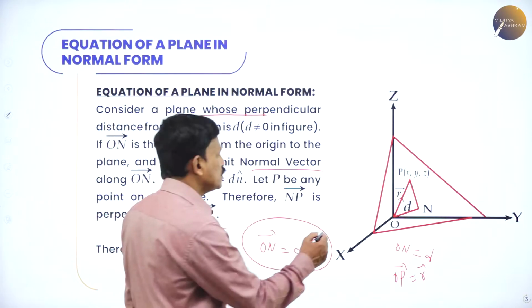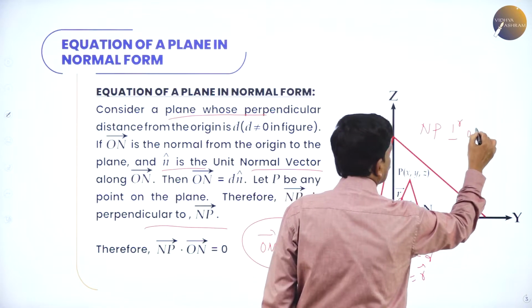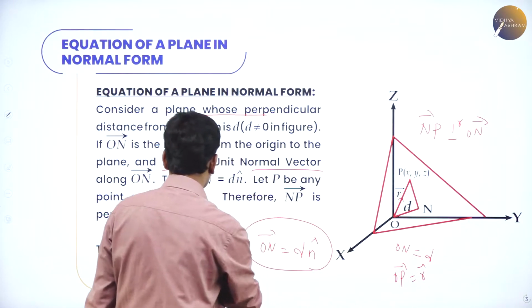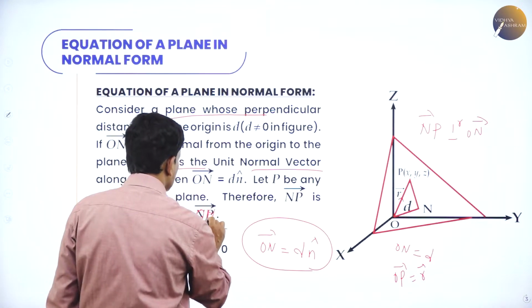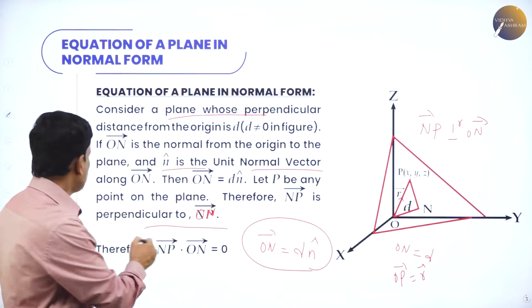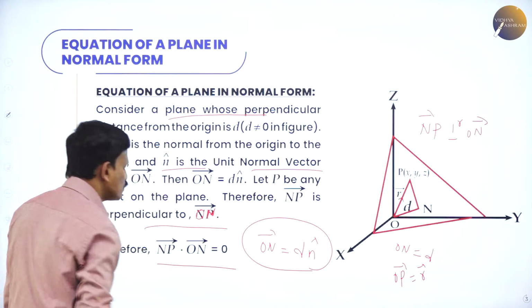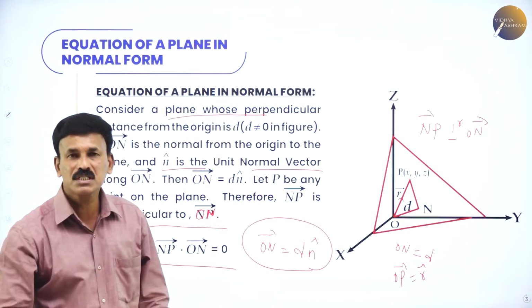Now since the line NP is perpendicular to ON, NP is perpendicular to ON. If it is perpendicular, it means the dot product is equal to 0. Therefore NP dot ON is equal to 0. This is the construction part.